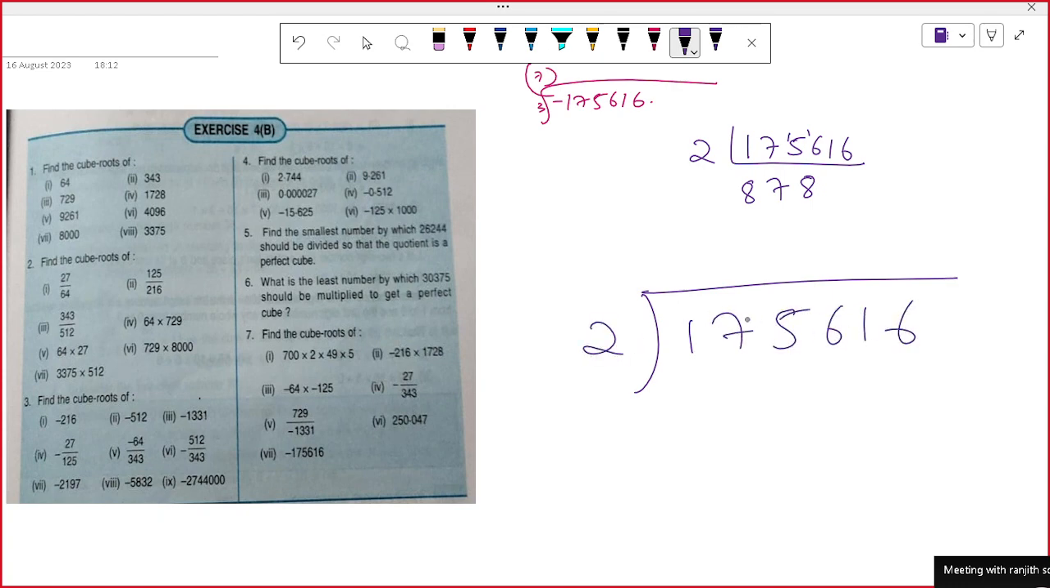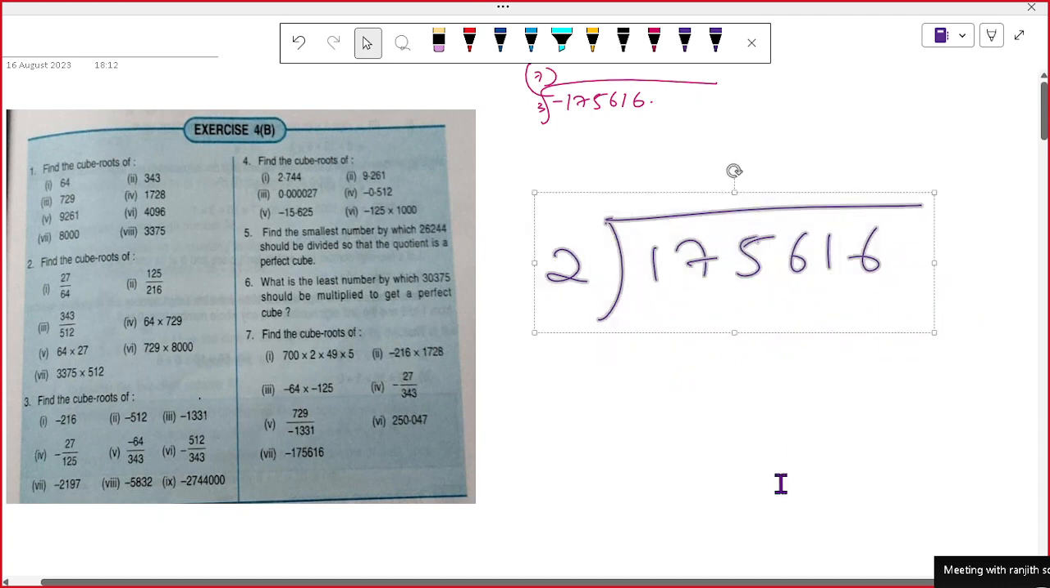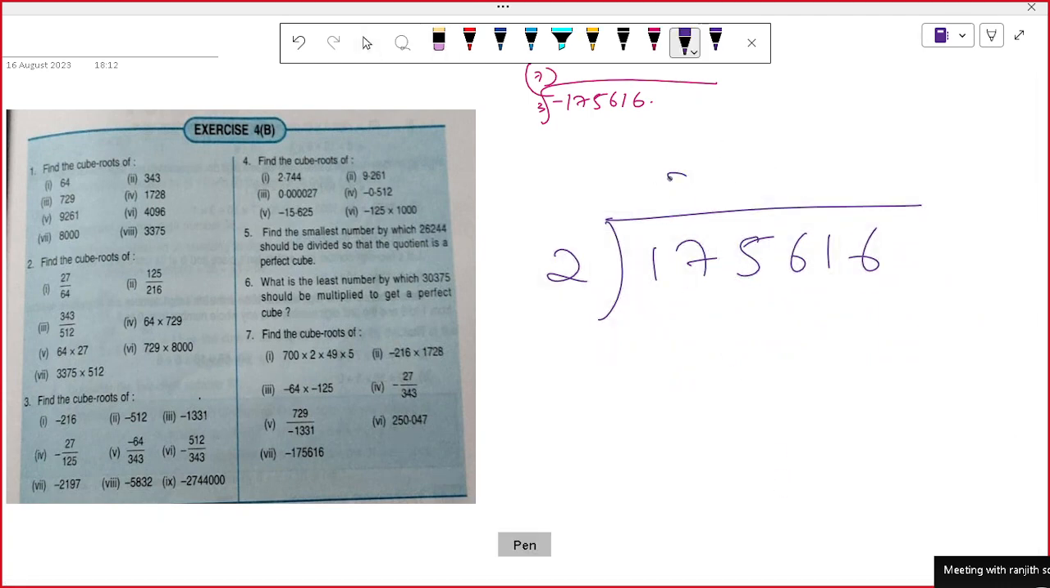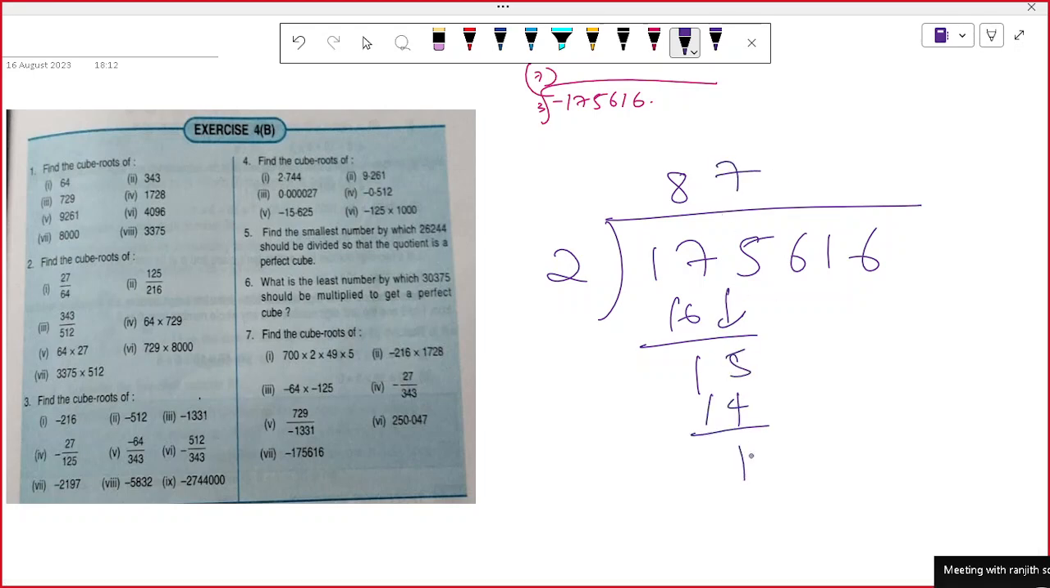How do you solve this? The second one I got 87808. Yes. How do you divide this? Two eights are 16. Then remainder one, bring down 5. Two sevens are 14. Remainder 1, bring down 6. Two eights are 16. Bring down 1, 1 is not divisible, zero. One is divisible by 2.